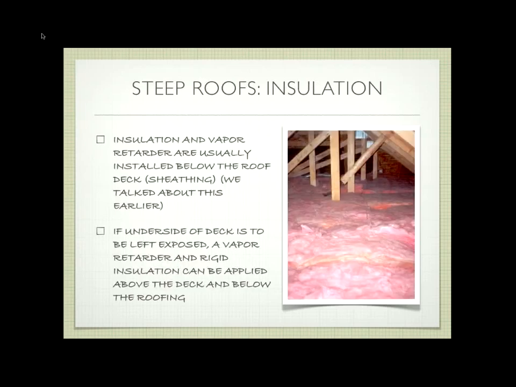Okay? So in terms of steep roof insulation, we already talked a bit about this. The vapor retarder is usually installed below the roof deck, so in this instance it's going to be on the warm side of the building, underneath this, unless we're in Hawaii, where it would be over it. If the underside of the deck is left exposed, a vapor retarder and rigid insulation can be applied above the deck and below the roofing. So just another location for it.